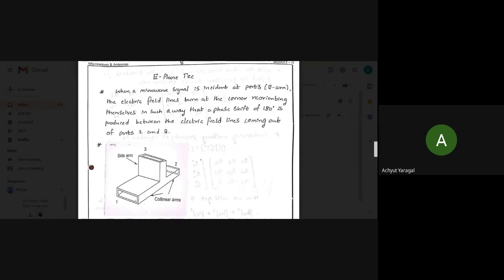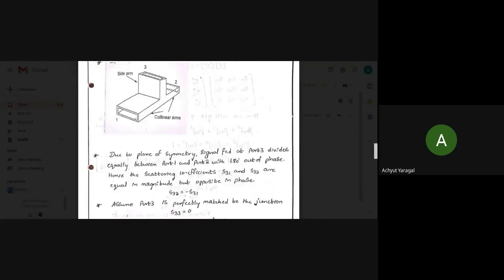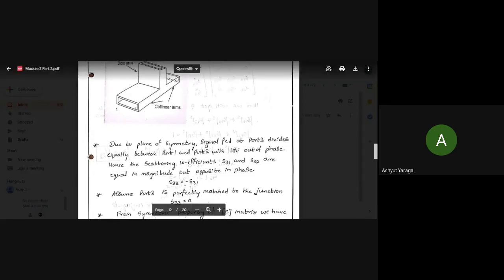Remember, whenever a microwave signal is incident at port 3, the outputs of port 1 and port 2 will have the same magnitude, but there is a phase shift of 180 degrees between the 2, that is ports 1 and 2. So there is a 180 degree phase shift in the outputs of port 1 and port 2. The input is port 3, which is called the side arm, or is also called the E-arm. Remember, E-arm.